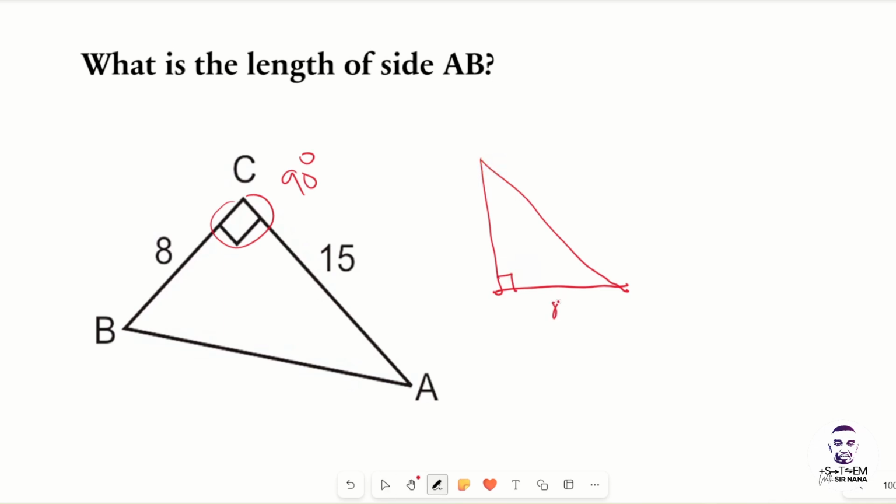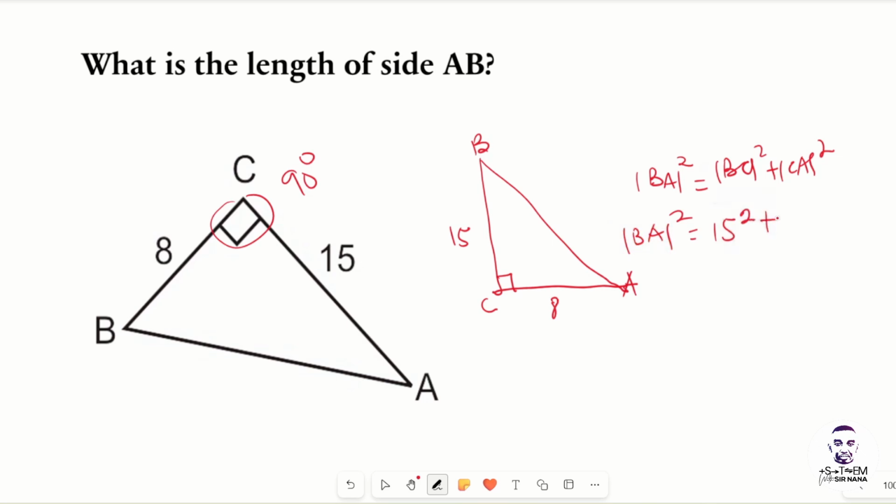Beneath it is our 8, and then on the side is our 15. So it means that we are finding B and A, right? This side is C. So we can say that BA all squared is equal to BC all squared plus CA all squared. And then we have BA all squared to be equal to 15 squared plus 8 squared, right?